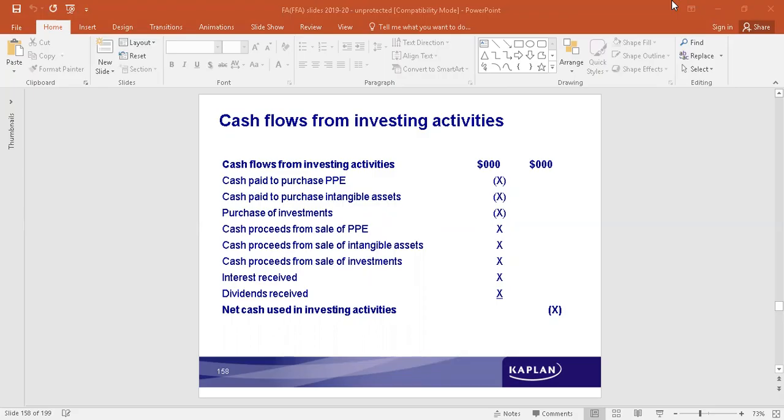Cash paid to purchase property, plant and equipment is an outflow. Any intangible assets purchased is an outflow. Any investments in other businesses is an outflow. But when these are sold, sale of property, plant, equipment, sale of intangible assets, sale of investments is an inflow.